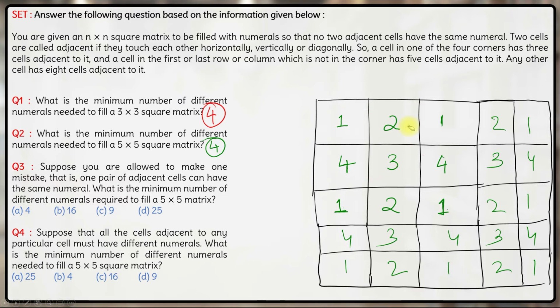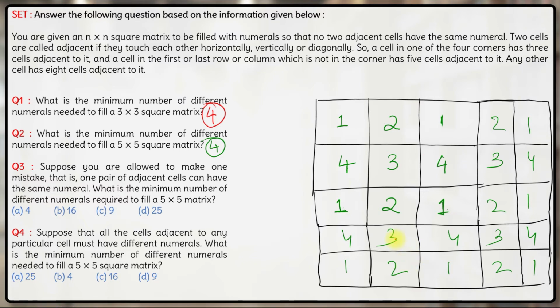So nothing changes even for a 5 by 5 matrix. Even if it were a 10 by 10 matrix, the minimum number required such that the adjacent cells don't have the same numeral will be 4 only. Fine? Okay. Now let's look at the third question. Suppose you are allowed to make one mistake, and that is one pair of adjacent cells can have the same numeral. That pair of adjacent cells can be either these two cells, or these two cells, or these two cells, right?